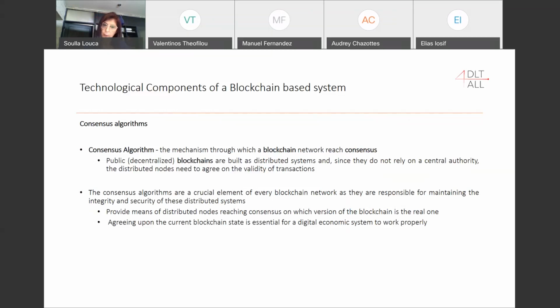They provide, in other words, the means for distributed nodes to reach consensus on which version of the blockchain is the real one. They agree upon the current blockchain state. And this is something that is essential for any digital economic system to work properly.